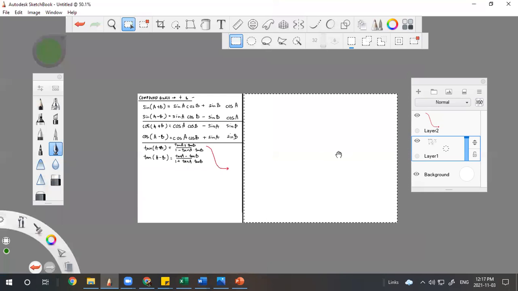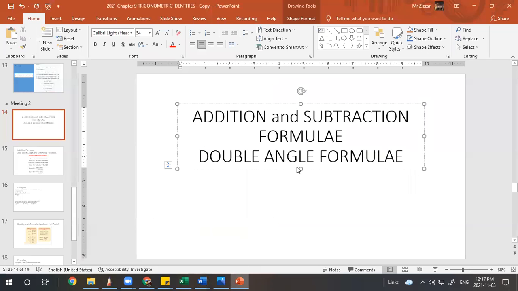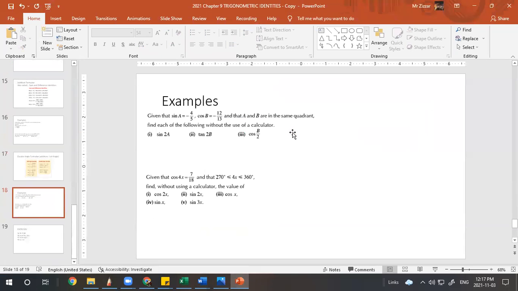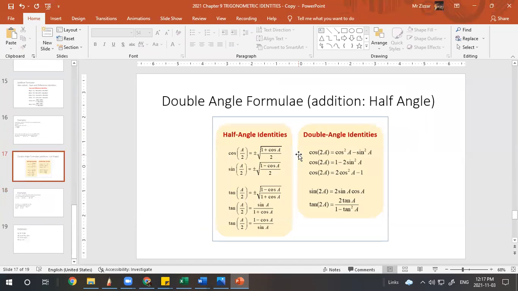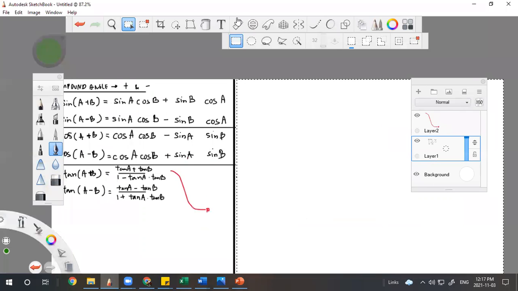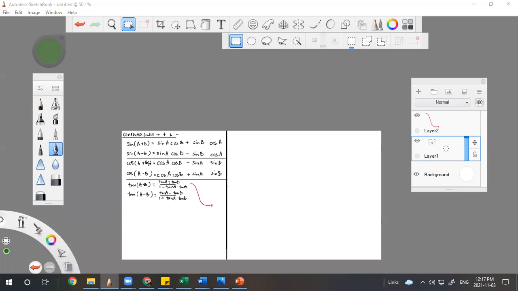Okay, now let's do the next. After we do the compound angle, let's see, this is compound and double angle formula. How to do double angle formula? Here, and half angle formula. Yeah. Okay, so where is it? Here. So we learned about the double angle formula.